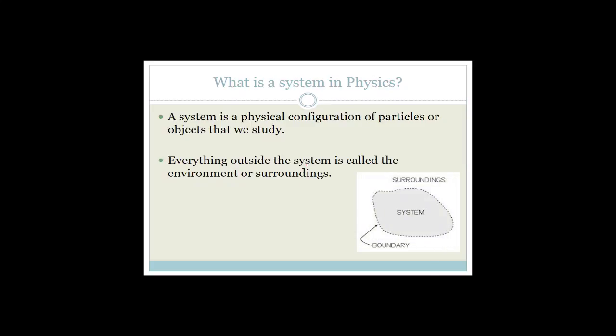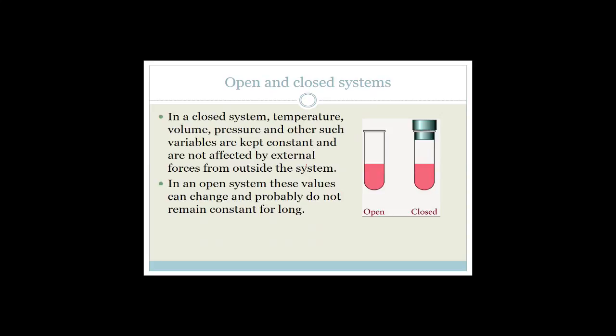In other words, a system makes up everything that we're considering, and everything outside the system we consider to be the environment or the surroundings. Now, there's a difference between open systems and closed systems. A closed system is one in which the temperature, volume, pressure, and other variables are kept constant and are not affected by the environment or external forces outside the system. An open system, for example, this one, has values that can change and probably do not remain constant for long.